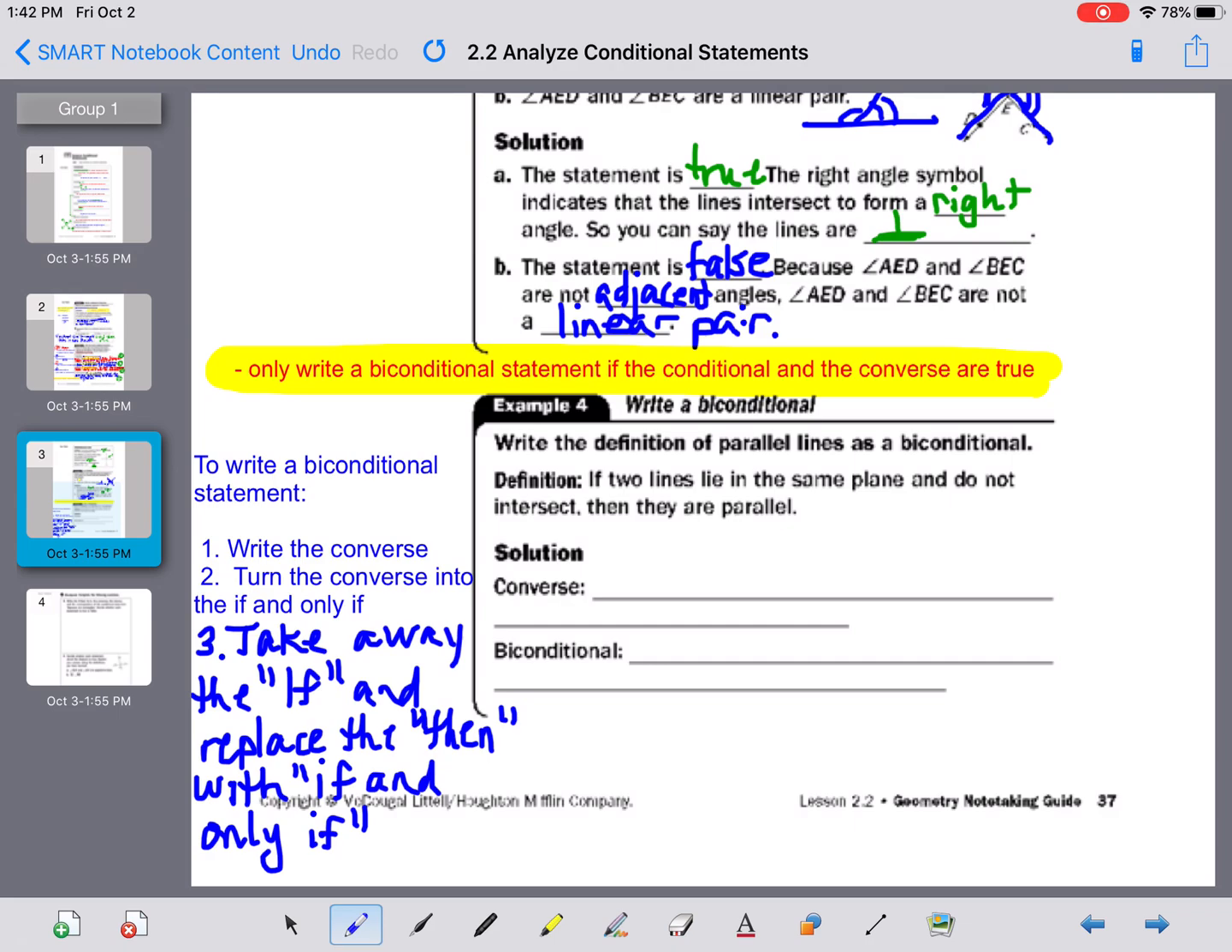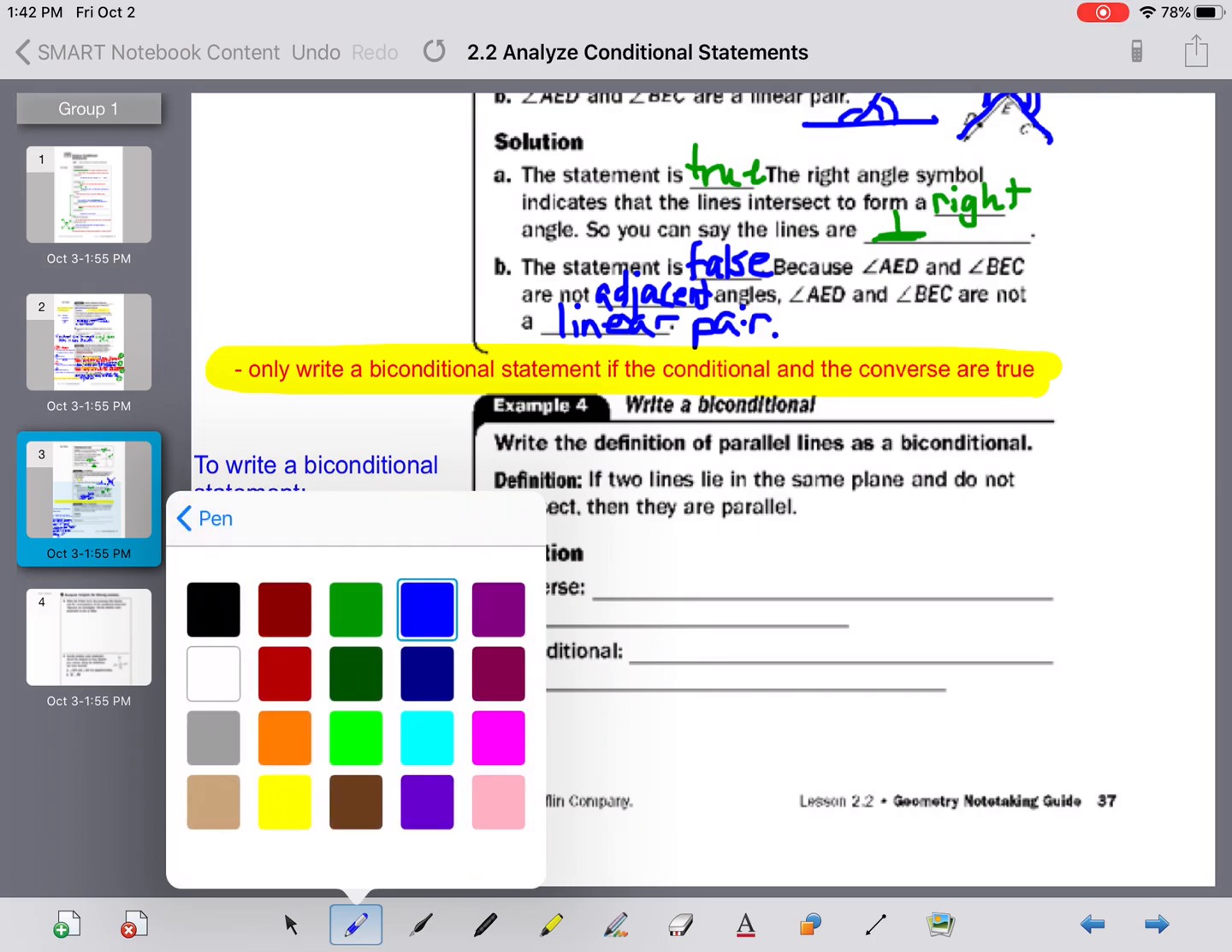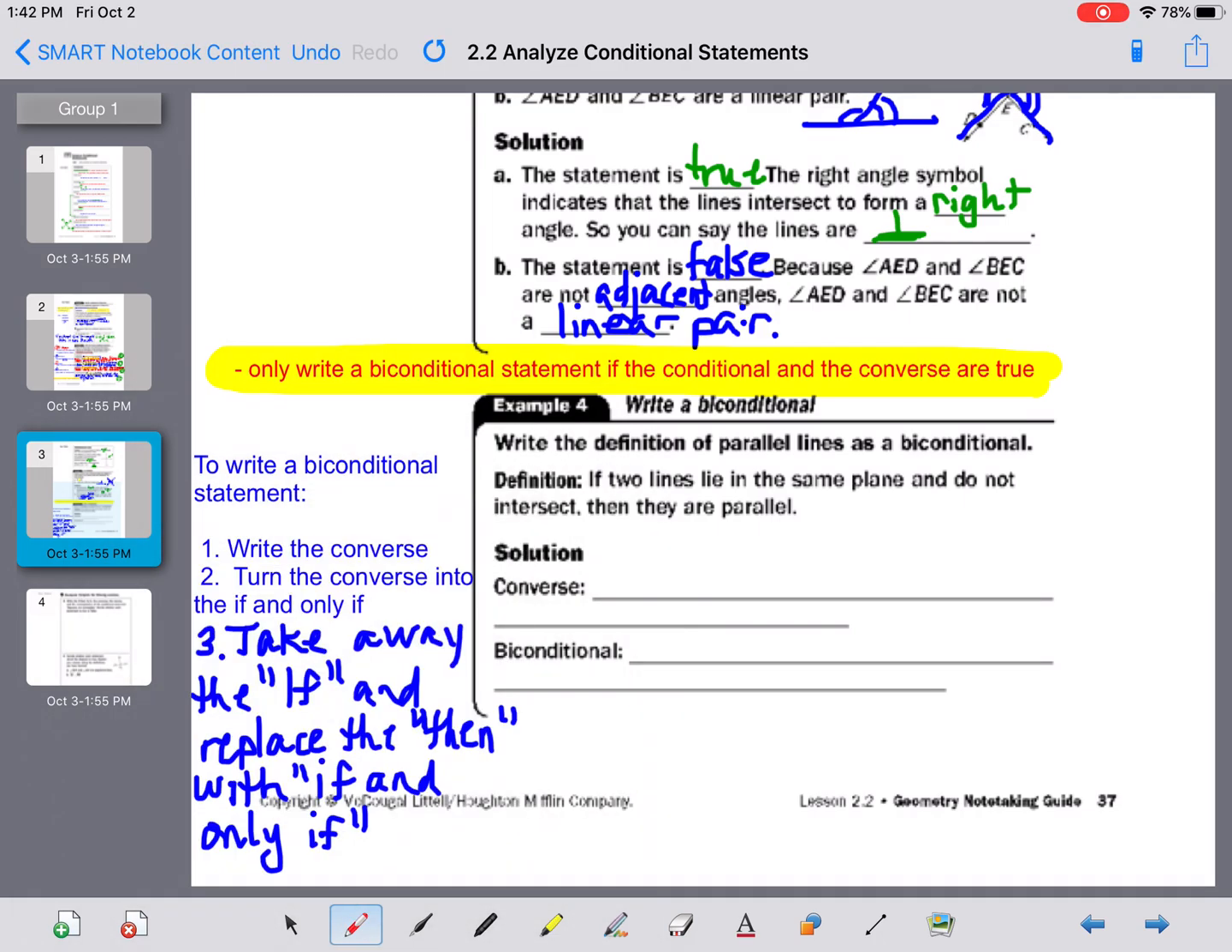Okay, so let's practice this and try this with this statement. So we get the first statement. If two lines lie in the same plane and do not intersect, then they are parallel. So let's see what they're telling us. So here's my plane. Two lines lie in the same plane and they never touch. Are they parallel? I would definitely say that's a true statement.